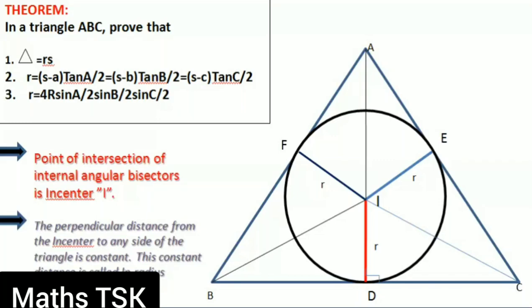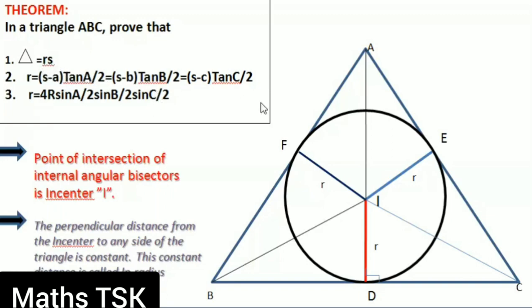Properties of triangle, important theorem. In a triangle ABC, I have to prove that delta is equal to rS, r is equal to (s minus a) tan A by 2, (s minus b) tan B by 2, (s minus c) tan C by 2, and R is equal to 4R sin A by 2, sin B by 2, sin C by 2. These are all the things related to the small r, meaning inradius.